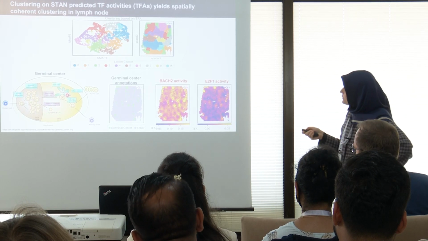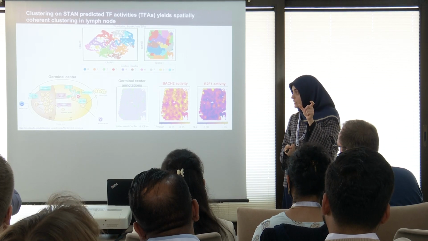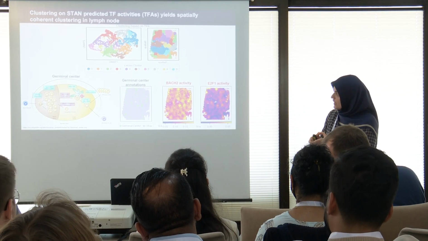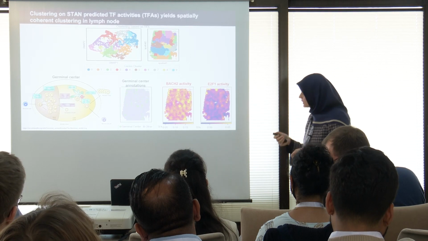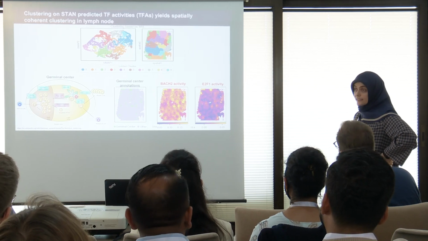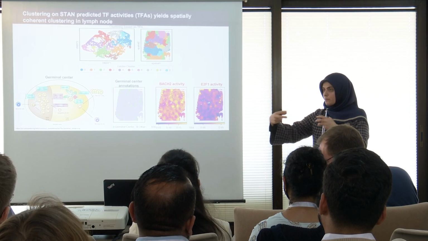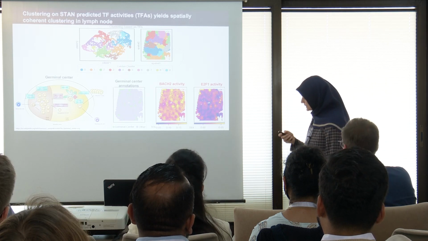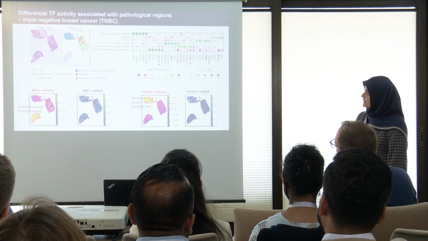For example, interestingly, if you look at cluster number 2, these are overlapping with germinal center annotations from a pathologist. And these germinal centers are specific spatial structures where B cells mature and proliferate. When we look at the enriched transcription factor activities for germinal center regions, we see reasonable things, such as BATF2, which has a role in maturation of B cells, as well as E2F1, which has a role in proliferation function of the cells.